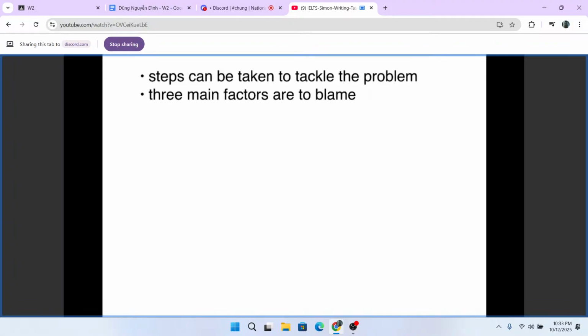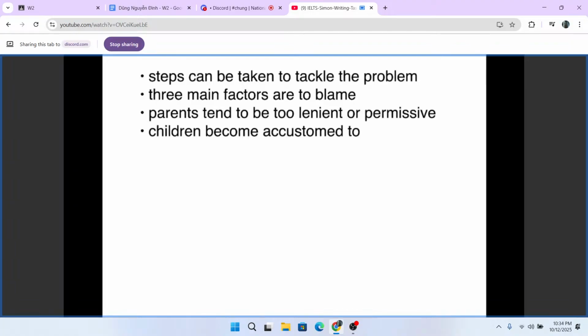"3 main factors are to blame." You could also use that in any problem and solution essay. The rest of the ideas are specific to the topic of education and bad behaviour. "Parents tend to be too lenient or permissive." "Children become accustomed to limits imposed on them."